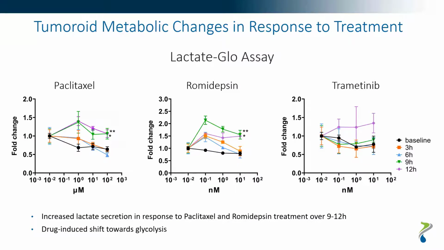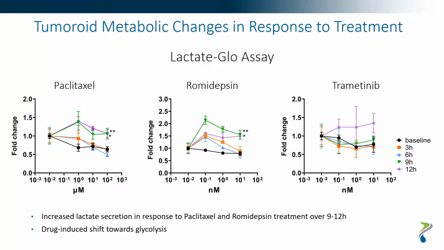For most tumors, aerobic glycolysis is a major driver of cancer progression, resistance to chemotherapy, and poor patient outcome. Lactate, a product of glycolysis, plays a role in tumor progression and is linked to drug resistance in breast cancer. Therefore, in this experiment, we use the Lactate-Glo assay to assess the effect of drug treatment on glycolytic function of tumoroids, and specifically lactate secretion as a product of glycolysis.